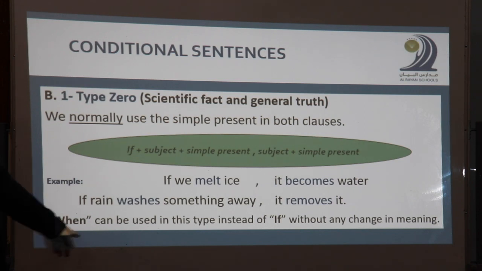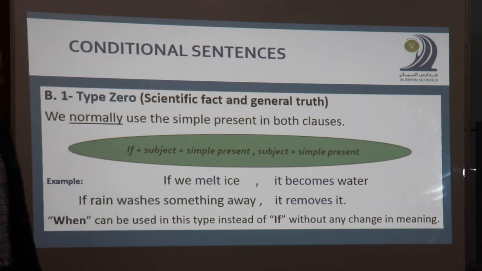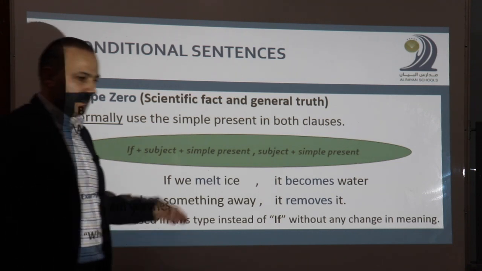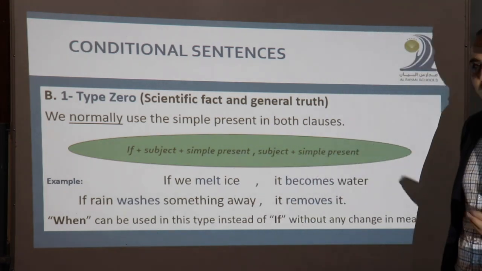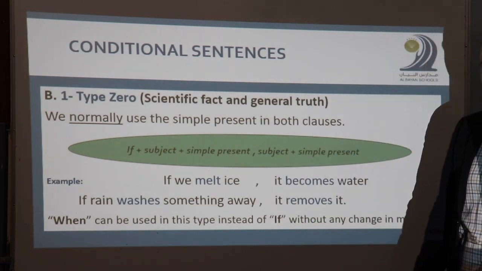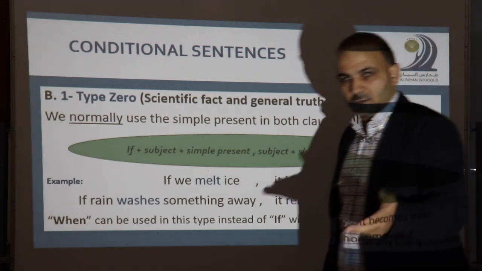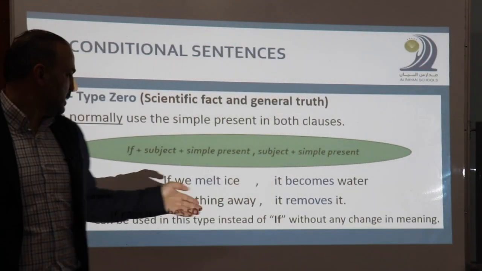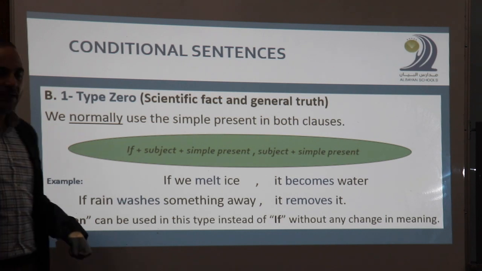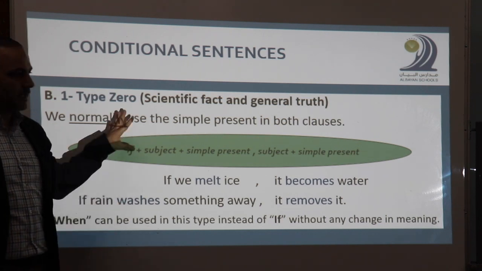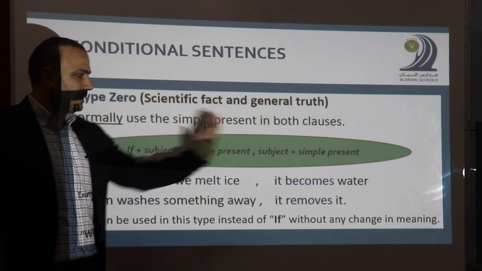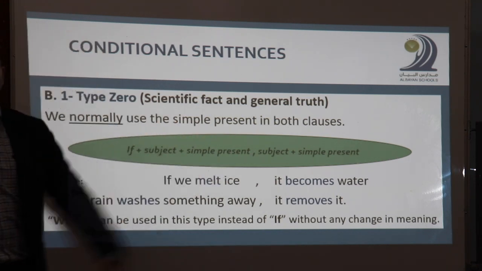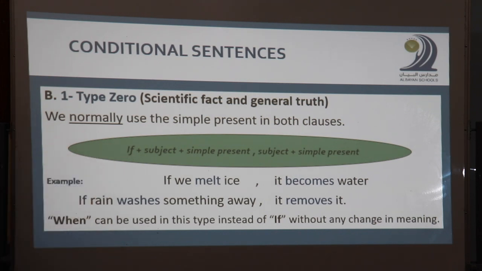Okay? Can "when" be used in this type instead of "if"? Yes, of course we can use it without any change in the meaning. Here, if we melt ice, it becomes what? Water, as we said. So when you melt ice, it becomes also water. When rain washes something away, it removes it. That's really type 0, where we use simple present in both clauses, in the if clause and in the result one. That's type 0.